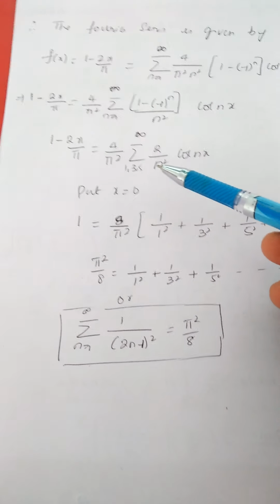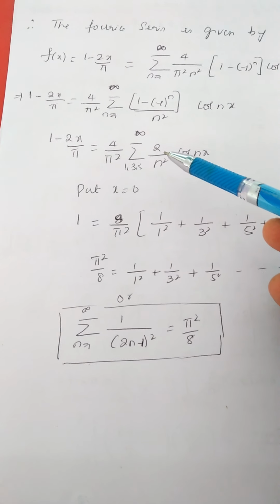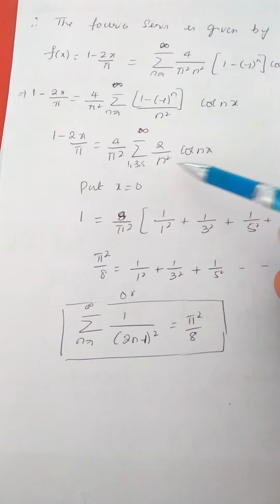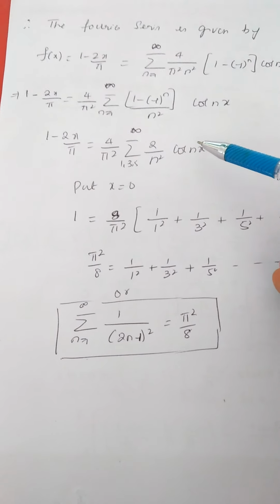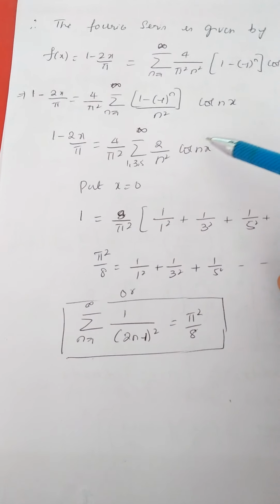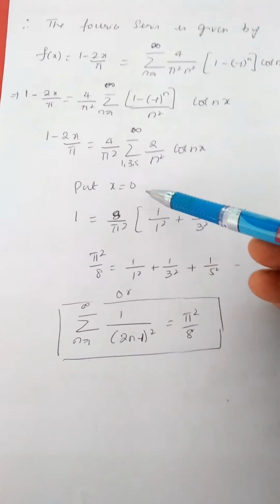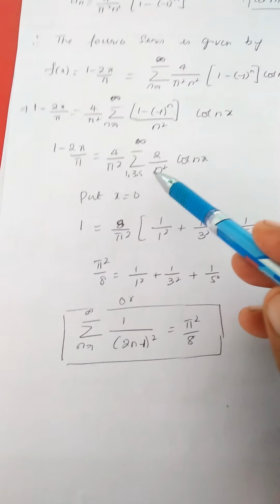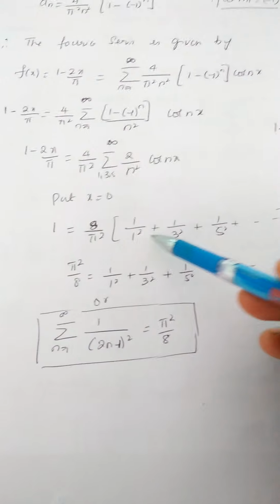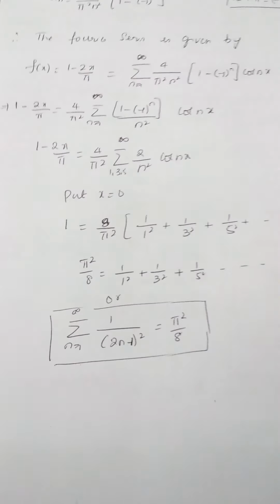So now, since I need the series 1 by 1 square, 1 by 3 square and so on, this term should be 1. I have to make it as 1. For what value of x will this become 1? x equal to 0. Put x equal to 0 so that this will become 1. LHS, take 2 outside: 8 by pi square, 1 by 1 square, 3 square. This is the answer.